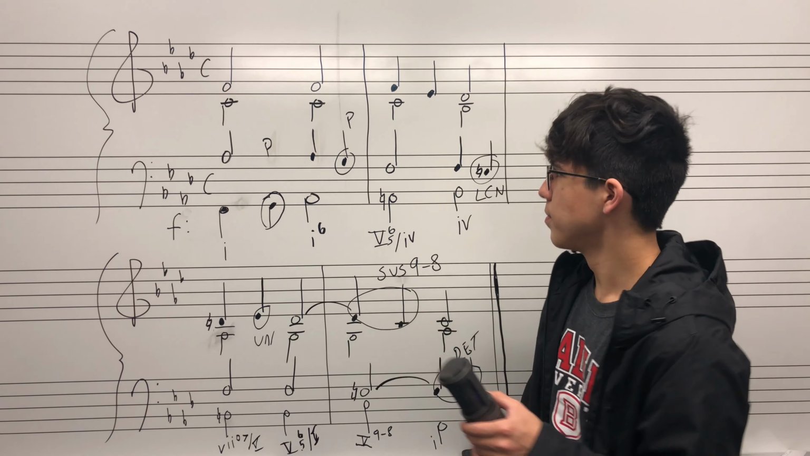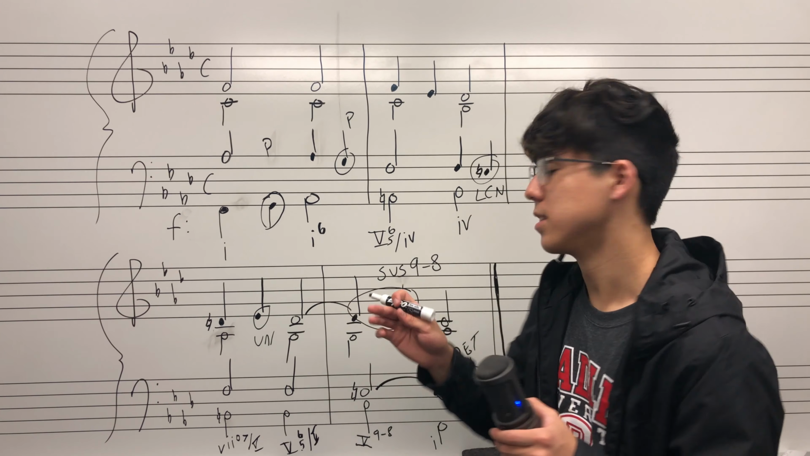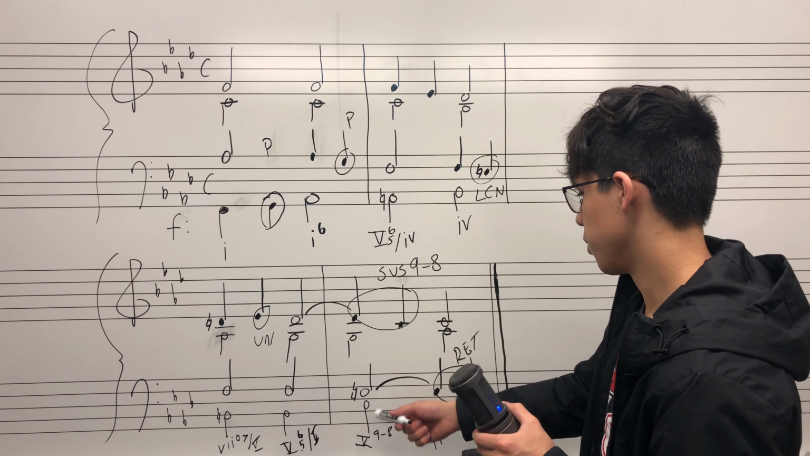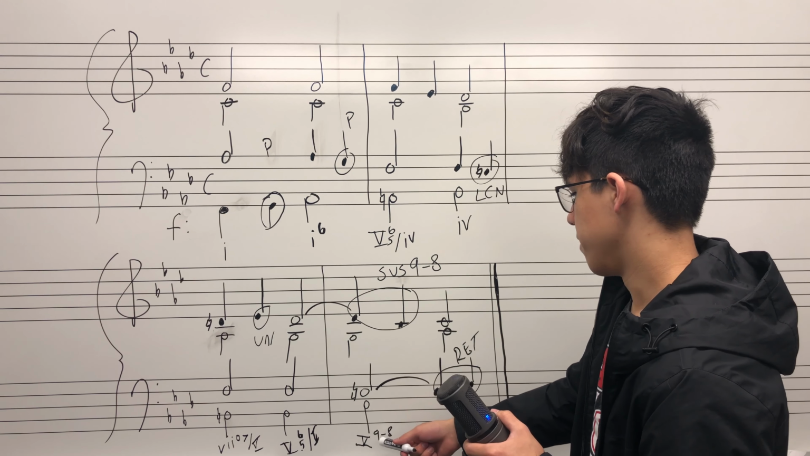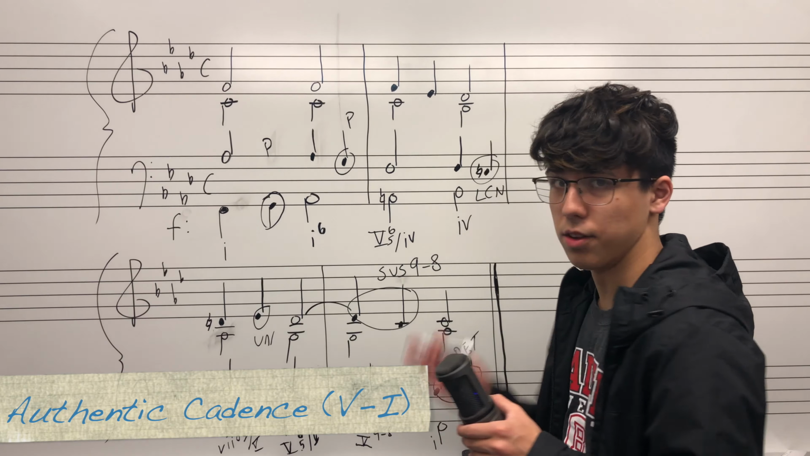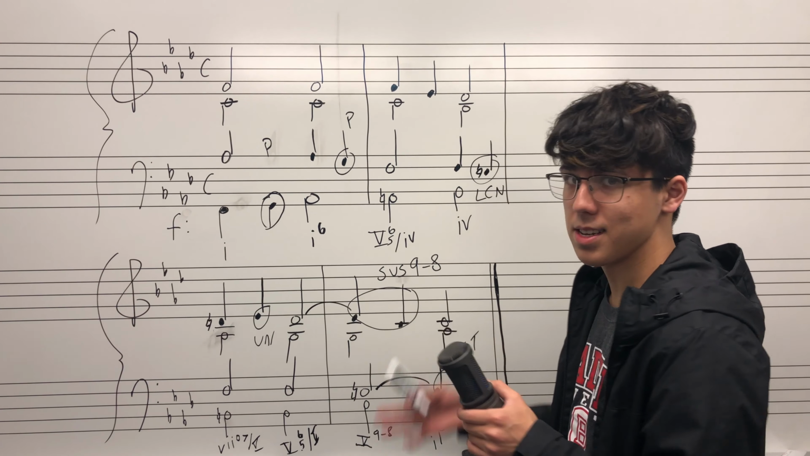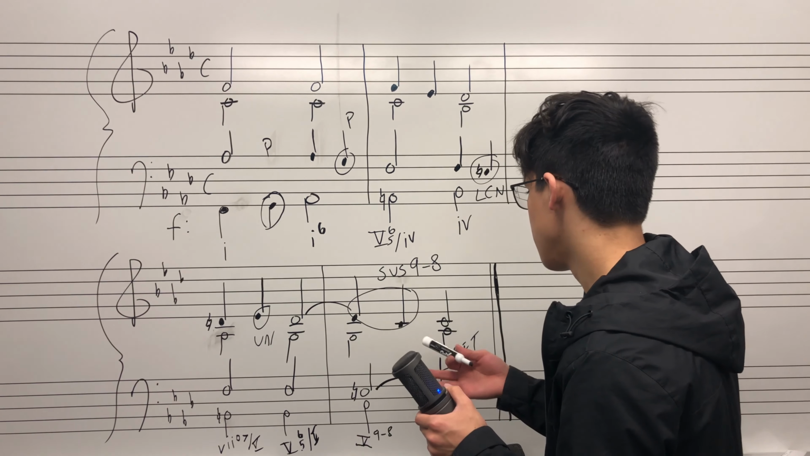And yeah, so this is just a quick look. Oh, wait, hold on. We want to look at our cadence at the end. So cadences are important. We have a 5-to-1, so it's a type of authentic cadence, as you should all know from your studies. So we have to look if it's a perfect authentic cadence or an imperfect authentic.